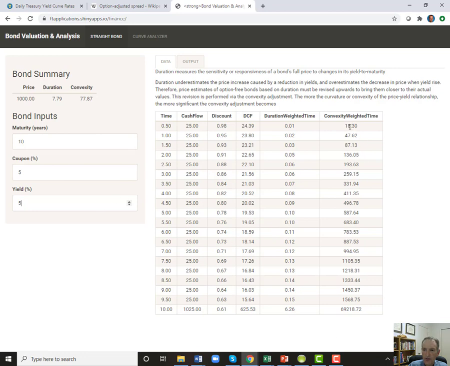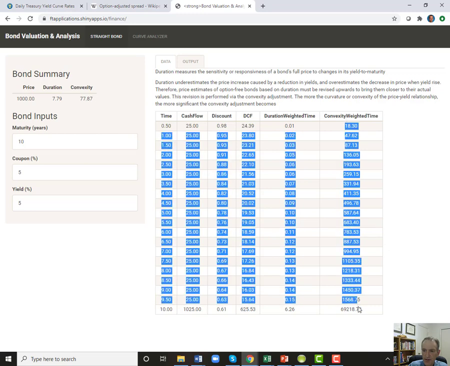So if you want to see the formulas, the formula for convexity is quite complex and quite difficult. It goes on forever. You have to take all these numbers and put them together in a way. It's just really quite complex.